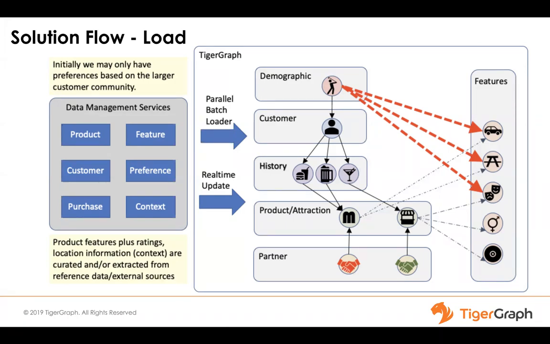TigerGraph has a particularly fast parallel batch loader, mainly because we need to be in a position where we can load millions of rows of data in a reasonable amount of time. And so we have created a batch loader that allows us to load all of that data in parallel very, very quickly. And indeed, we have a loading language that is used to do this. It makes it very easy to load large amounts of data from external systems.